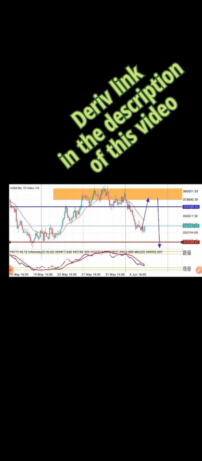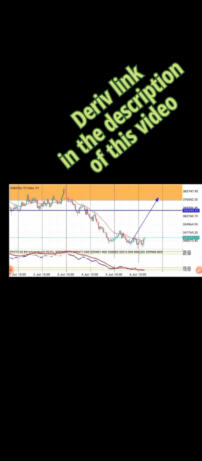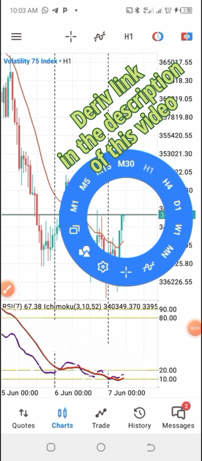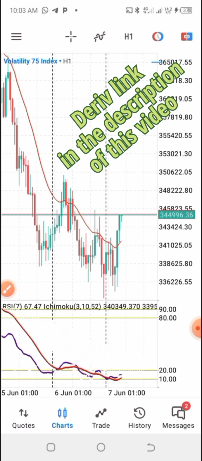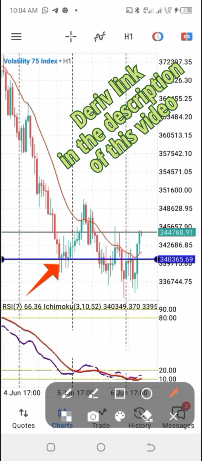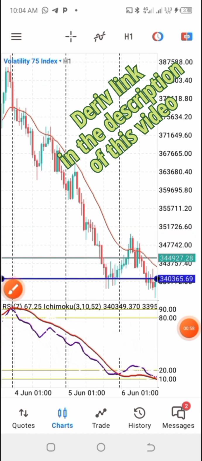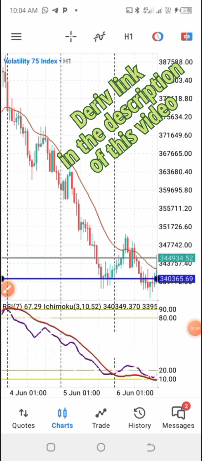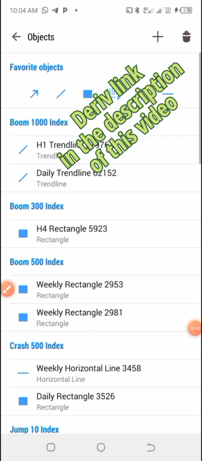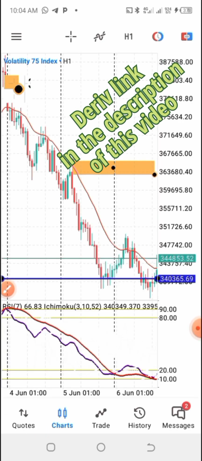All right, so let's go to H1. It looks as if VIX 75 is also cooking buys on H1. So what I can do, I can pull out my horizontal zone and mark the key level here. You can see the key level is in here. Why? You can see price respected here. That's a key zone I'm looking at, and I will be targeting something like this. Let me see another key zone here. I can also target this area.